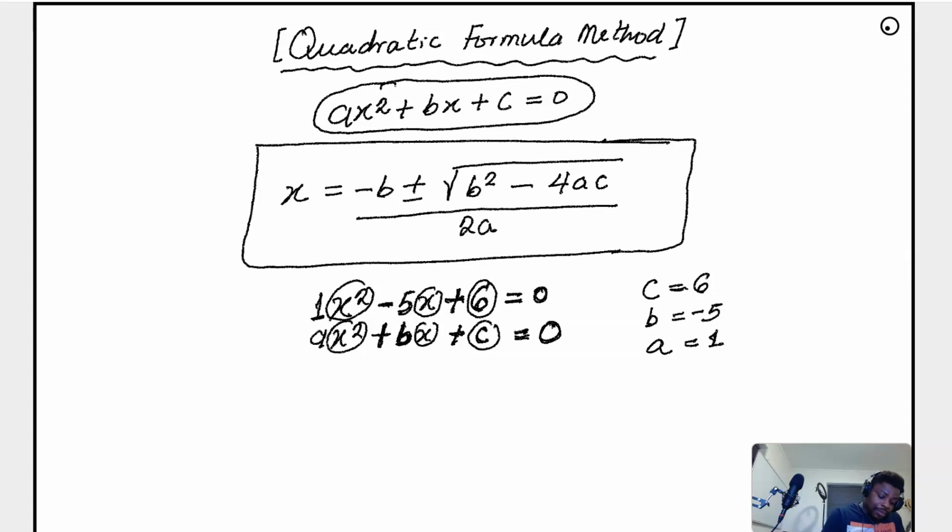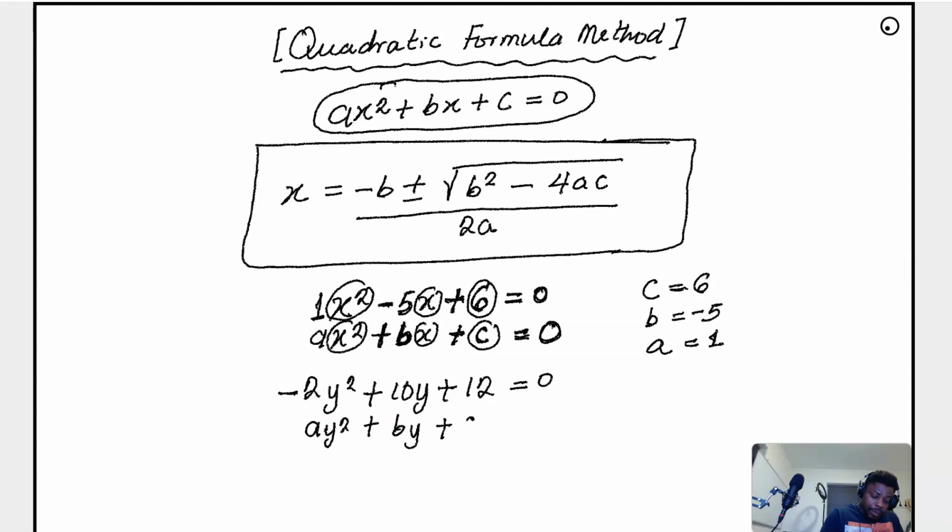Let's take another example. You have this. I want to get my a, my b, and my c here. The only thing is I just need to compare. So I will say this is ay squared plus by plus c is equal to 0. You can see here I'm using y because the quadratic equation given to us is in y. So I will just switch this x to y. It's still the same thing.